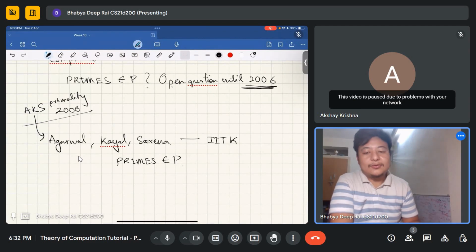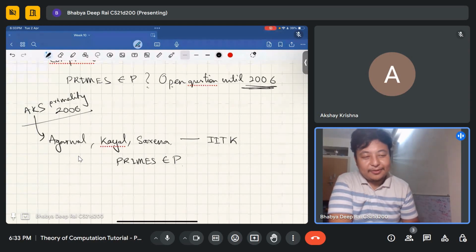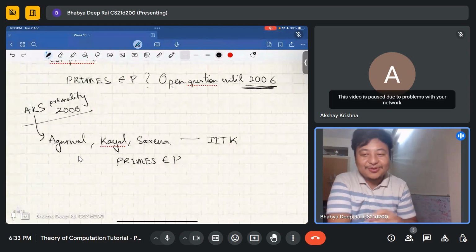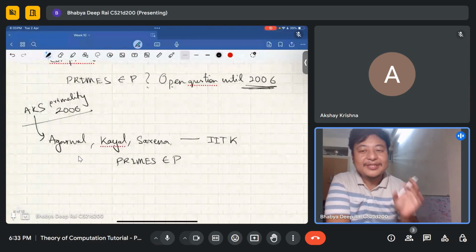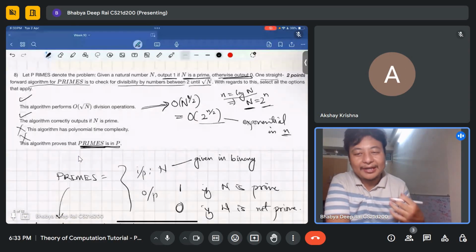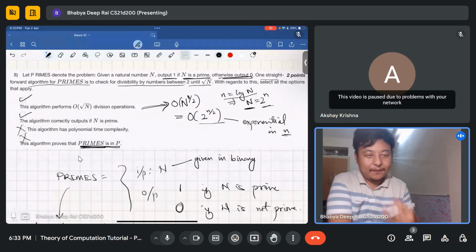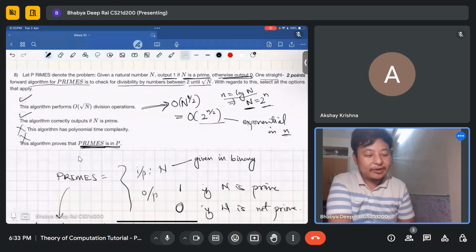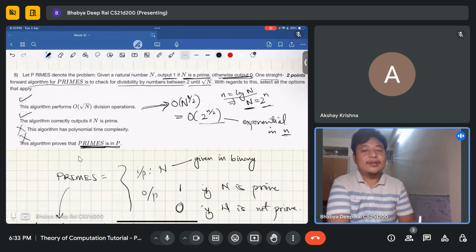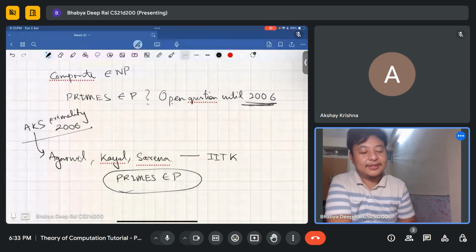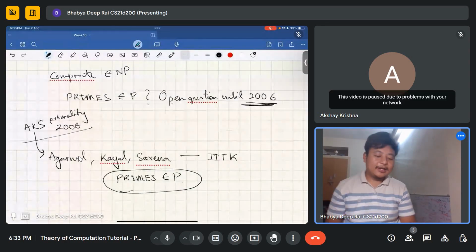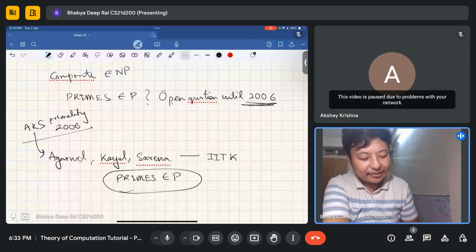The main thing is that this particular high school method kind of gives us the misconception that PRIMES is already in P, that it can be solved in polynomial time, but actually it is not the case. It took a lot of development in mathematics and computer science to finally declare that PRIMES is in P. And I think this result won the Godel Prize in 2006 also. Anyway, just a quick addition.